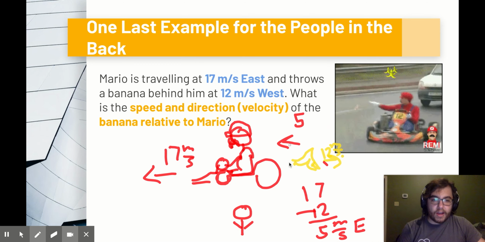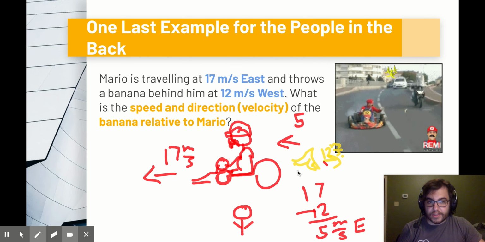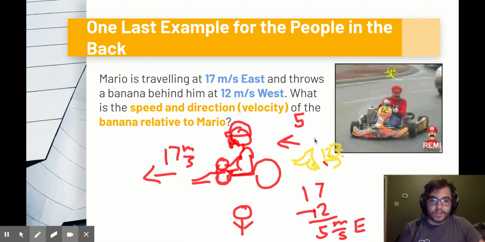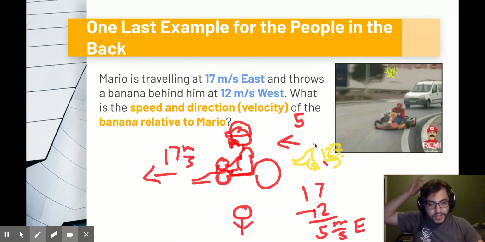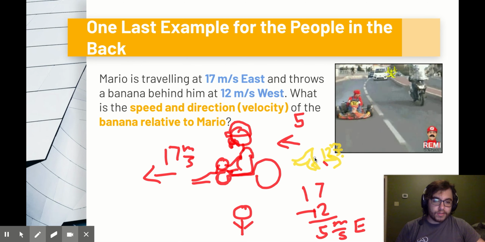Once it hits the ground, it'll slow and stop, but that's because of other things like friction. If it landed and it didn't lose any energy somehow, there was no friction, it would just continue traveling at 5 meters per second east forever.